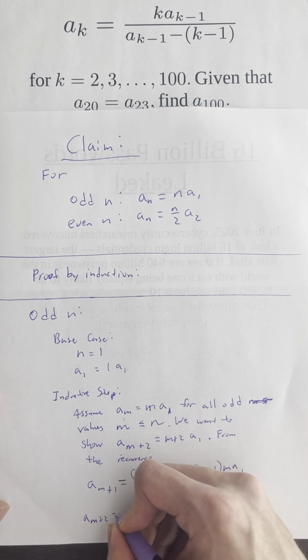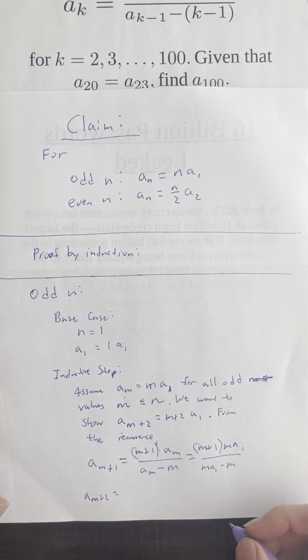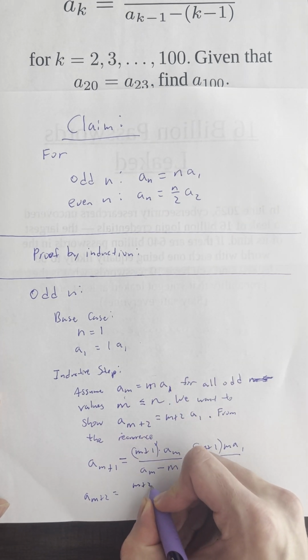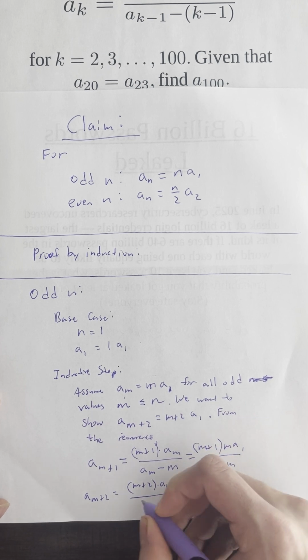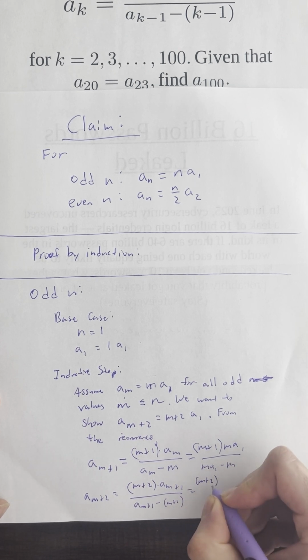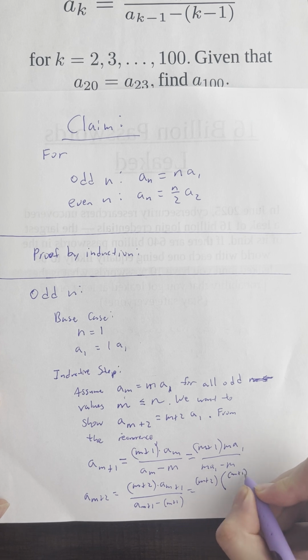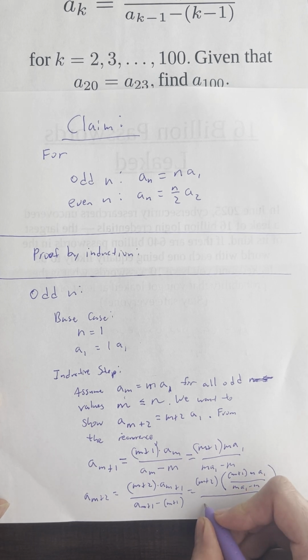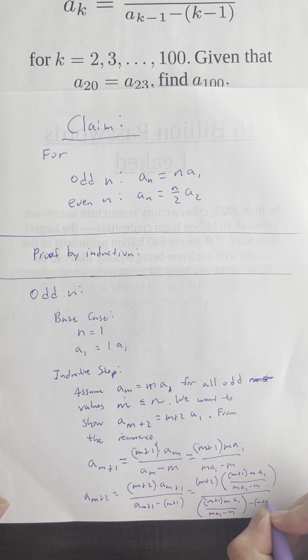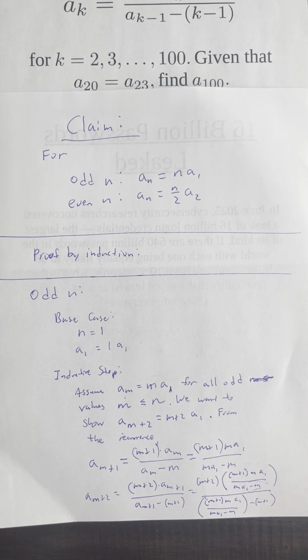Okay, and then am plus 2 is equal to what? It is equal to, let's use the recurrence again. So m plus 2 times am plus 1 over am plus 1 minus m plus 1, which is equal to how much? M plus 2 times m plus 1 times m times a1 over m times a1 minus m, over m plus 1 times m a1 over m a1 minus m, minus m plus 1. And then we can multiply the top and bottom by this over itself. I'm going to get another sheet of paper real quick.